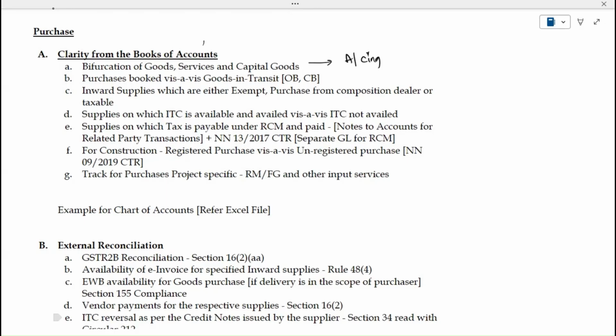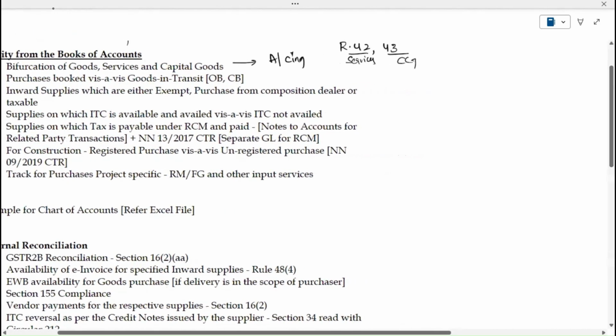Now, each item has a specific reason. Let's take an example, say Rule 42, 43 compliance. With respect to Rule 42, I would predominantly look for services. For Rule 43, I look for capital goods. Example, when we think of this, let's take the example of a construction business.